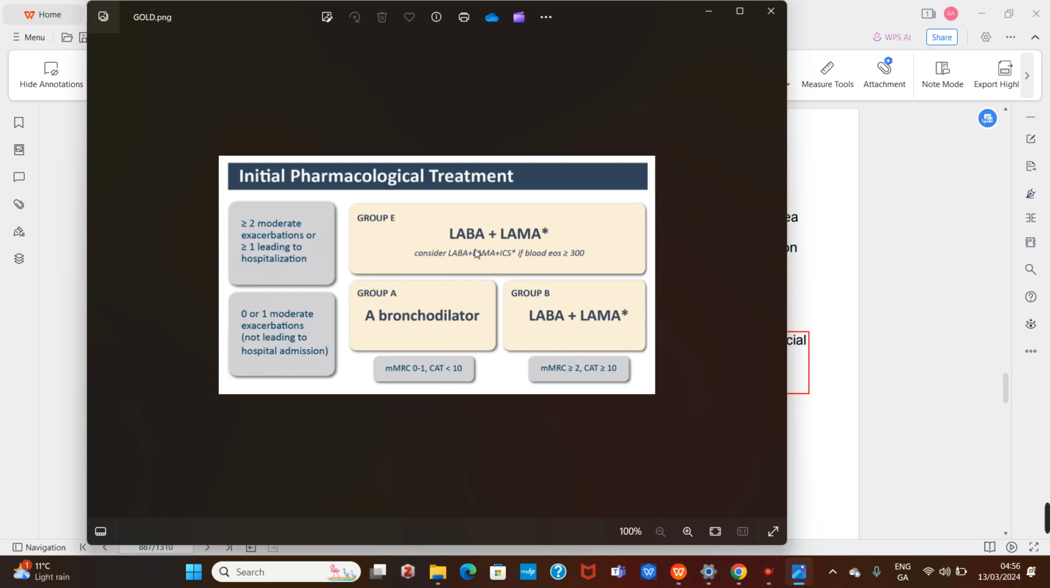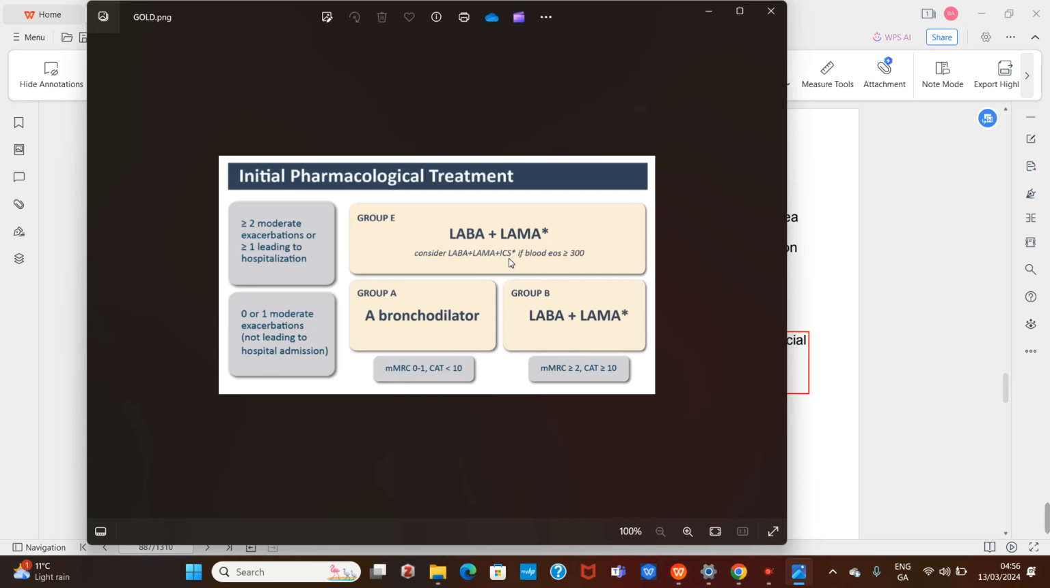Now for group E, it is still the same LABA plus LAMA. It is only group A that is SABA or SAMA. For the other ones, you have to add them together, LABA plus LAMA. So group E, they are taking LABA plus LAMA. But you might not really use ICS in stable COPD unless the person has an eosinophil count of more than 300. So anybody with an eosinophil count of more than 300, maybe there's an asthmatic overlap or something causing the eosinophilia, you might want to introduce ICS.